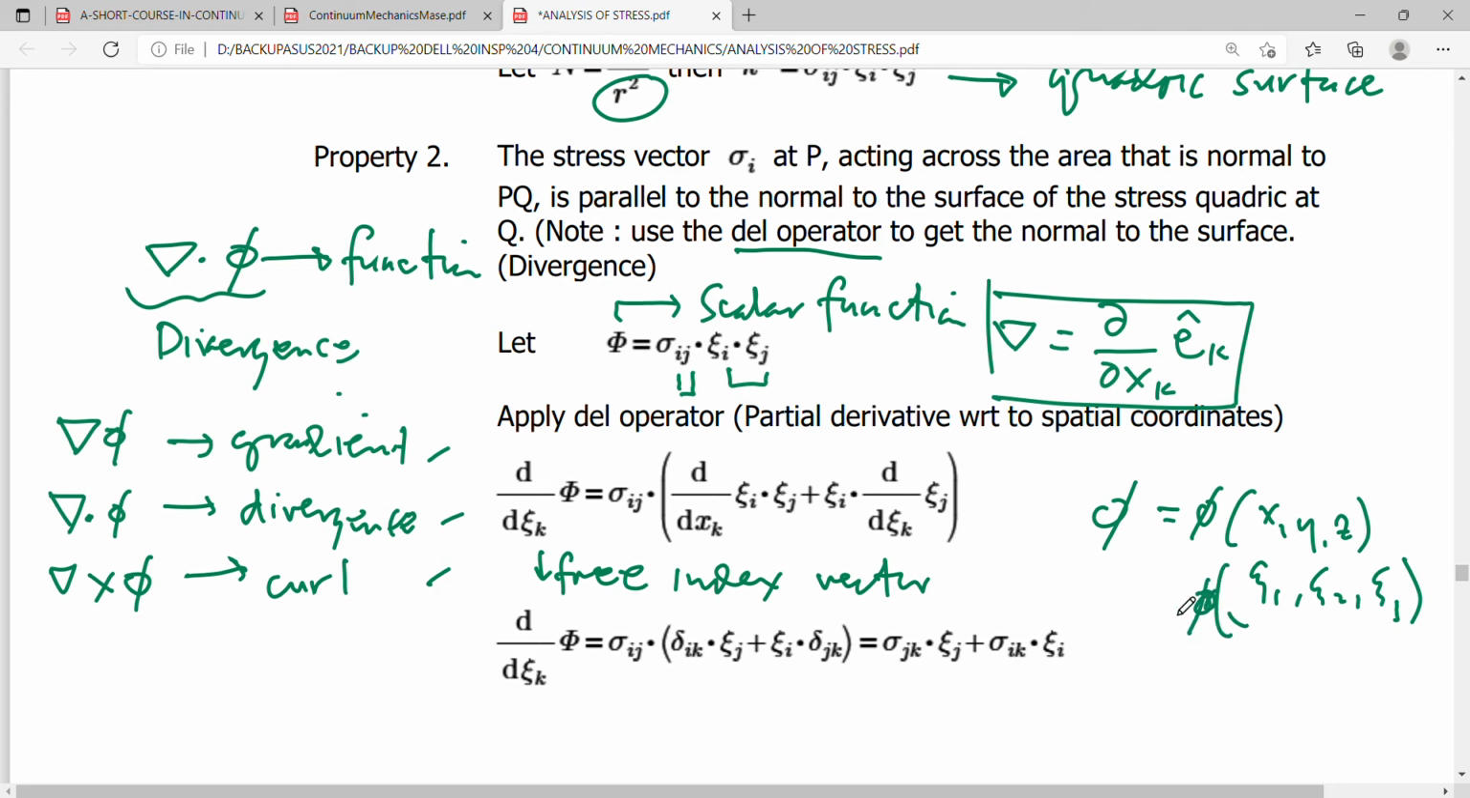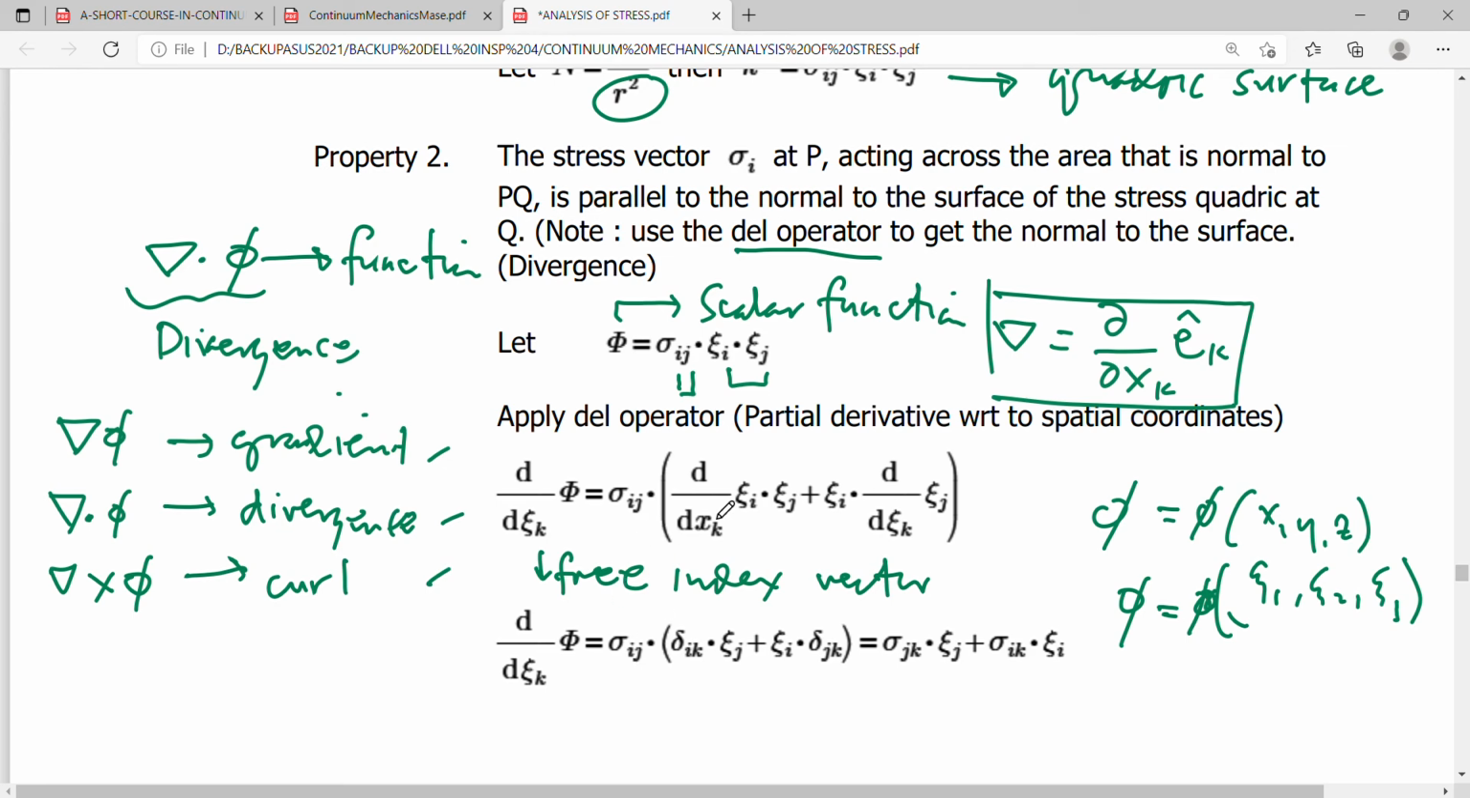So this is your phi. And therefore, if I make use of a derivative now, I convert this scalar function into a vectorial function. Hence, my resulting expression here must be a vector. It must have a direction. So that's why this is now my final value.